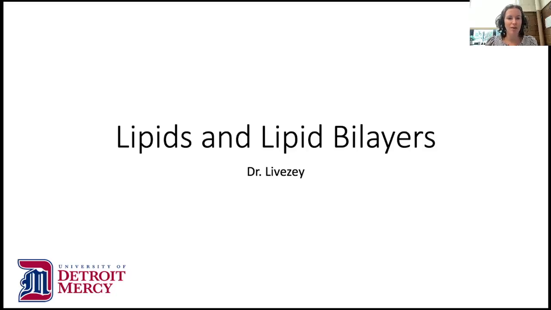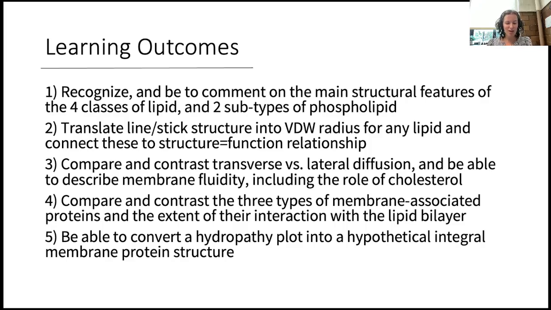Today we'll be learning about lipids and lipid bilayers. Here are the learning outcomes for the day. We're going to recognize the four main classes of lipid. We will be able to look at the structure of each of these lipids and translate that structure into line stick, and then understand the overall shape and translate that to its van der Waals radius.